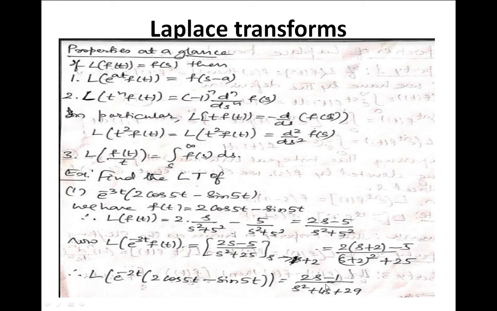My dear students, before going to apply the properties in an example, please try to know these properties at a glance: first one, second one, and third one.